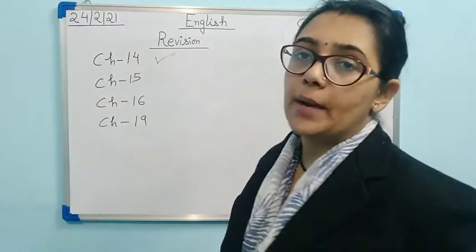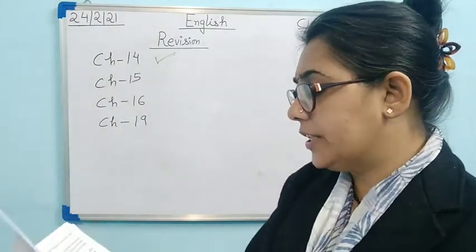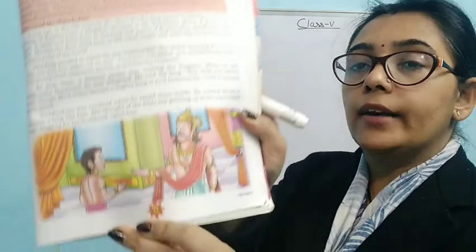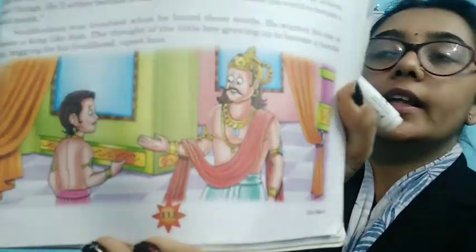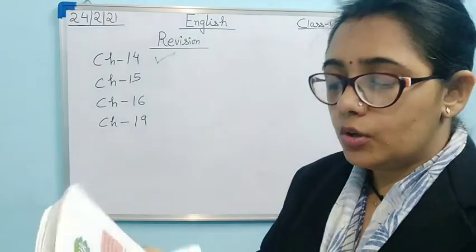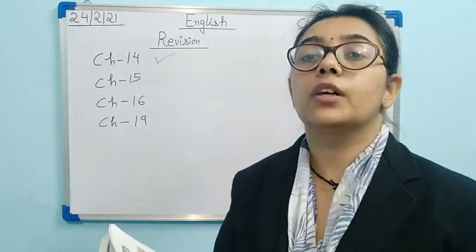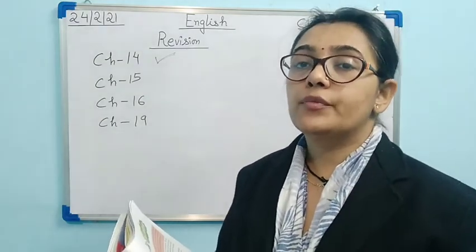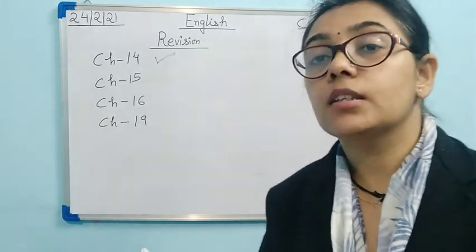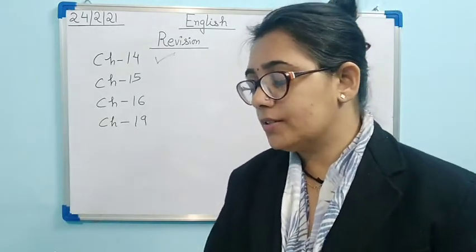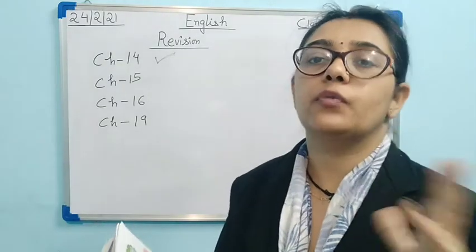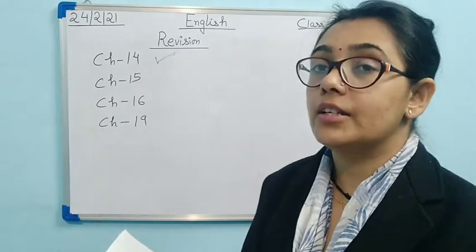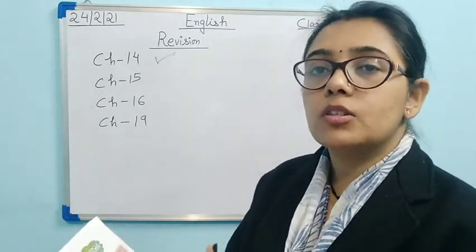Now let's move to chapter 15. What is chapter 15? The chapter 15 is the Buddha, page number 113. Is it clear? So this story, you all know, it is the story of the Buddha, that is Gautam Buddha. Siddharth, the prince, was there, who afterwards was known as Gautam Buddha. This is the story of Prince Siddharth, how he transformed from a prince to a monk, and how the Buddha religion or Buddhism began.